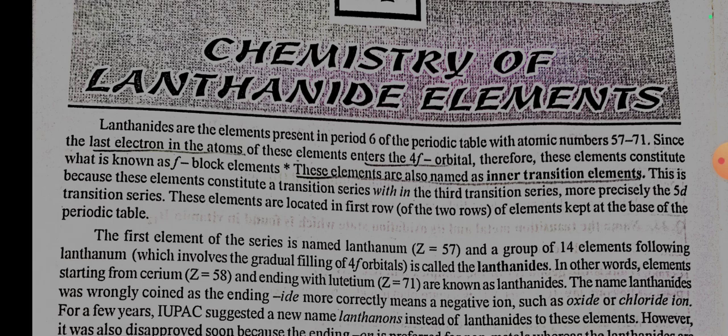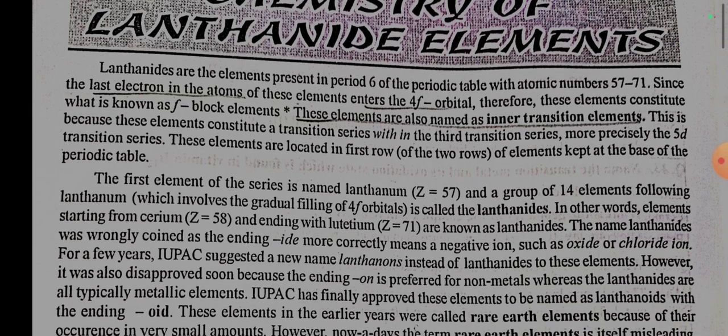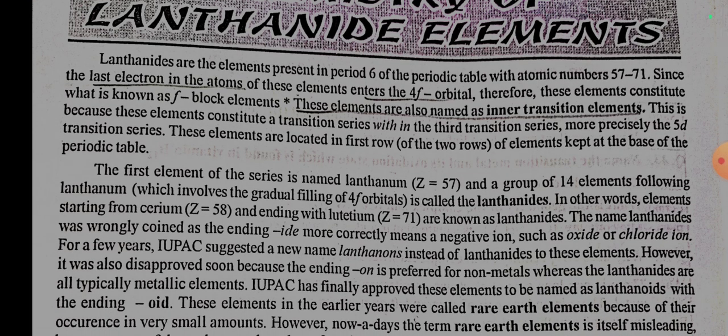These elements are located in the first row of the two rows of elements kept at the base of the periodic table. The first element of the series is named lanthanum, Z equals 57, and a group of 14 elements following lanthanum, which involves the gradual filling of 4f orbitals, is called the lanthanides. In other words, elements starting from cerium, Z equals 58, and ending with lutetium, Z equals 71, are known as lanthanides.